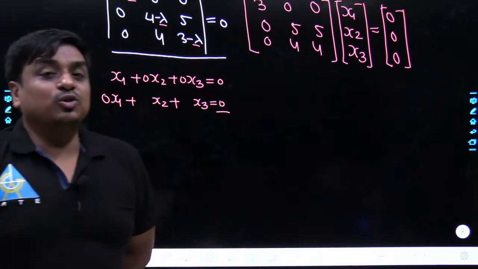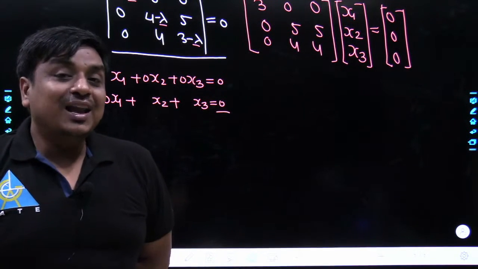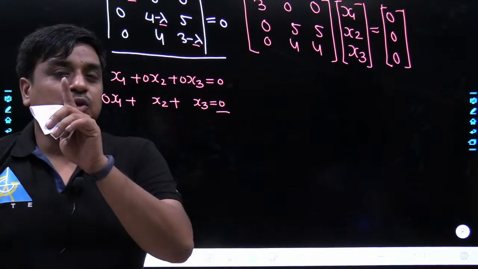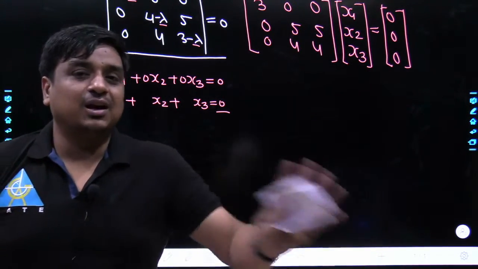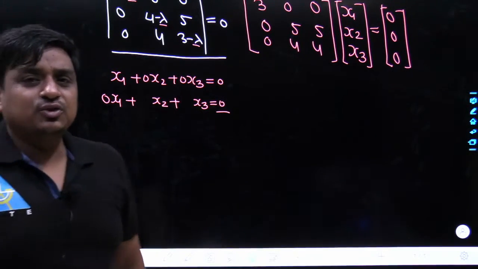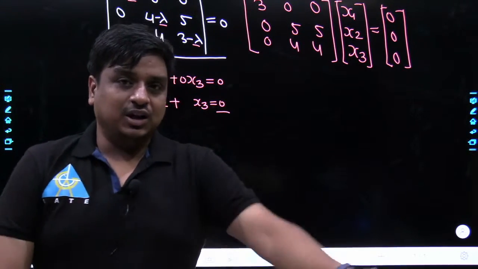May I know how many solutions you will have? Will you have a unique solution of x1, x2 and x3, or will you have infinitely many solutions of x1, x2 and x3? I want your input over the comment box. How many solutions will you have? Will you have a unique solution, or infinitely many solutions? I want the reply from you guys over the comment box.